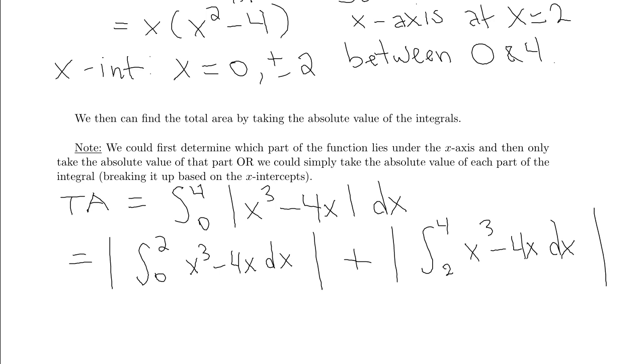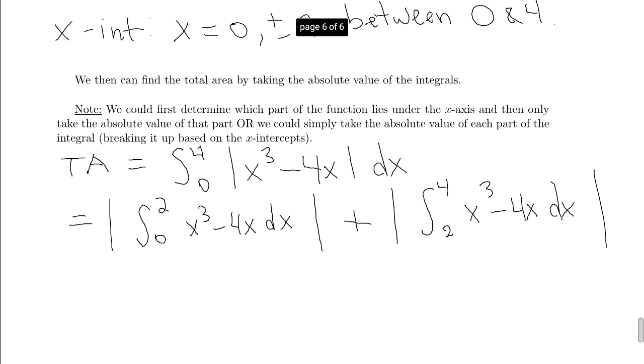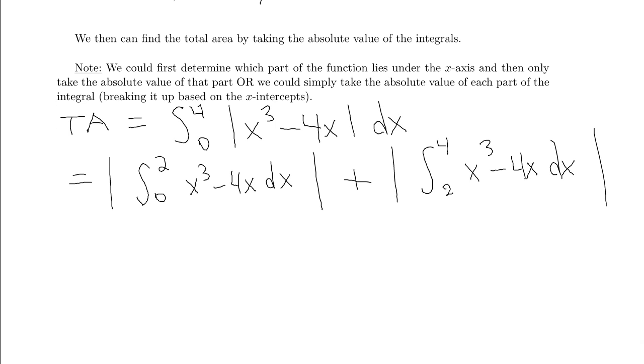So what happens is one of these areas is going to be positive and one of them is going to be negative, and we're taking the absolute value of both of them individually. So the positive one is just going to stay the same, but the negative one is going to be turned positive, which is what we want. So let's actually work this out.